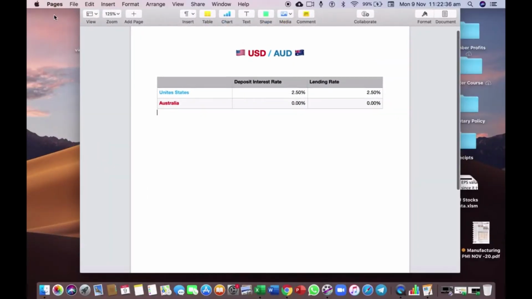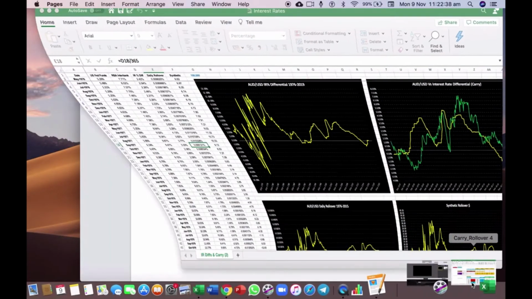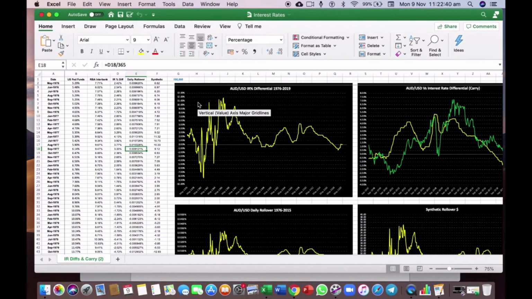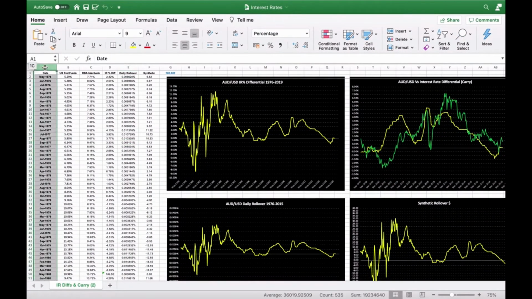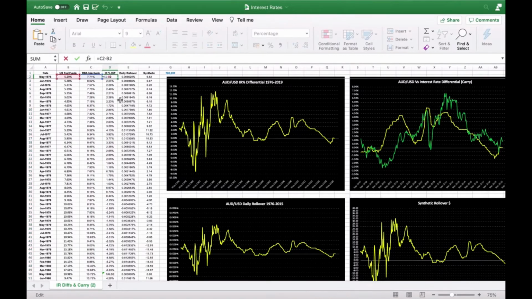And what we have here is another spreadsheet showing you how the difference in interest rates can really drive the value of currencies in an exchange rate. So here we have the date going back to 1976. We have the US central bank's interest rate, the Reserve Bank of Australia's interest rate, the difference between the two, which is literally Australia's interest rate minus the US interest rate, and then you get the difference.